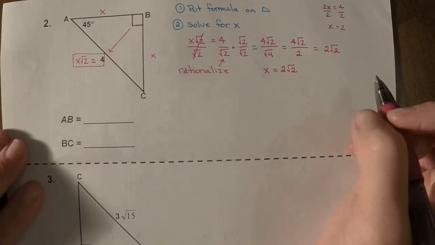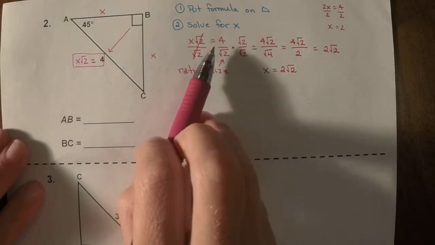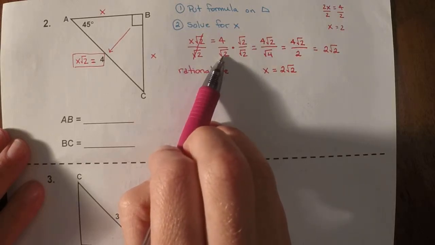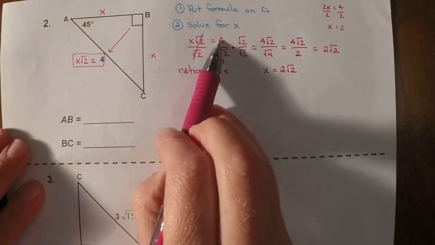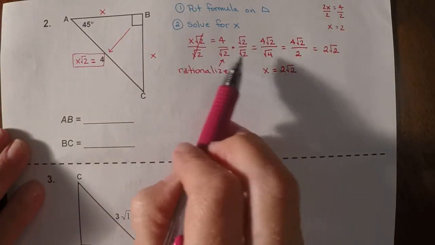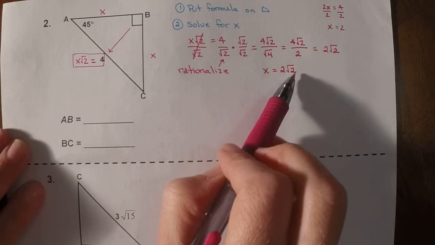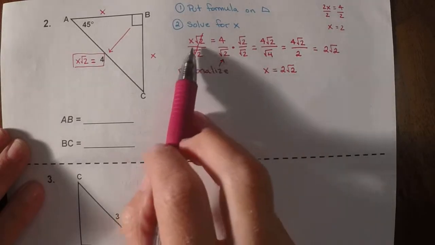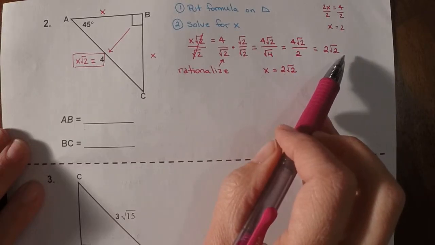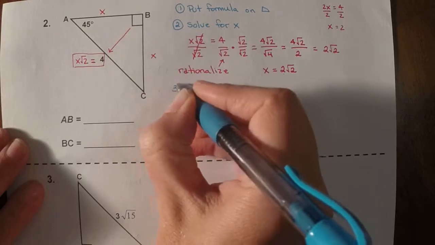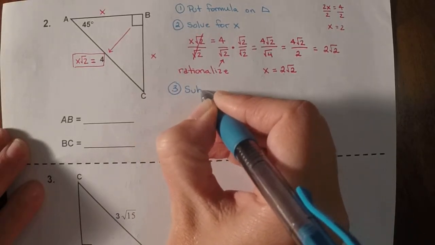Now, what you need to recognize in the very beginning, we started with 4 divided by root 2. If you notice, really all I did was take 4, divide by 2, and I got 2, and then I put the square root back. So it's a little trick if you catch on to it. But if not, these steps will always work. So once I get my x value, remember step 3 is to substitute x back in.